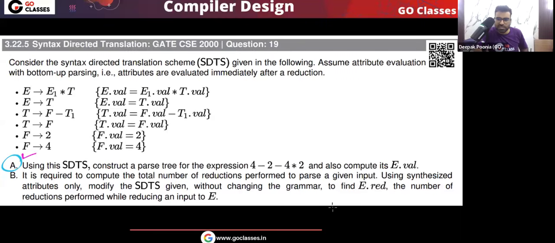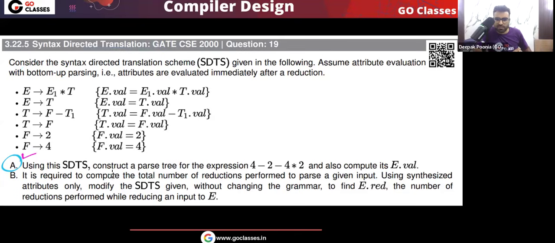Now the question is asking that, using synthesized attributes only, don't worry about synthesized attributes right now. When we discuss SDD, syntax directed definition, it will become very clear what is a synthesized attribute and an inherited attribute. Right now don't worry about it. Just use your intuition, just use the logic, nothing else. So basically, using synthesized attributes only, modify these SDTs.